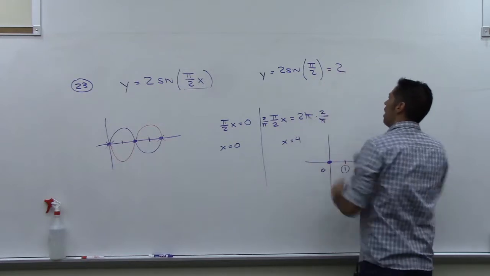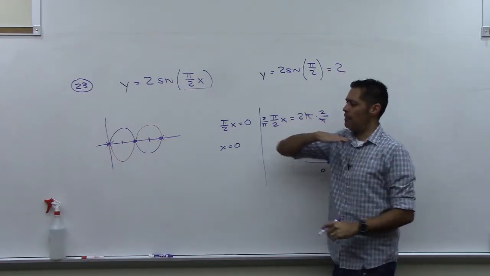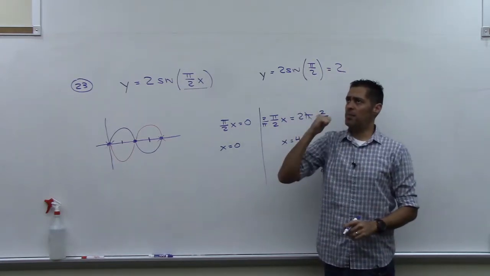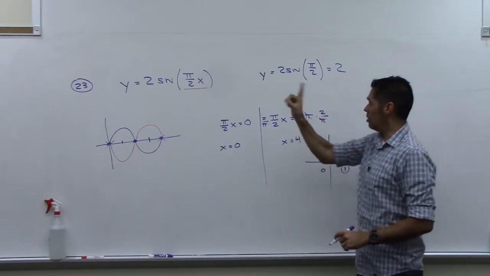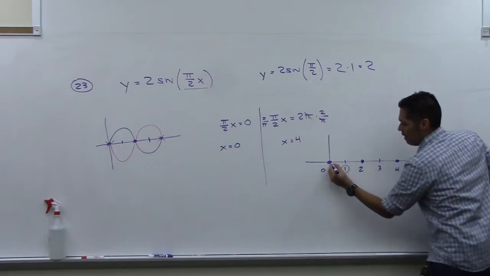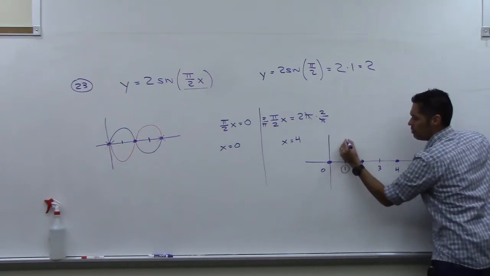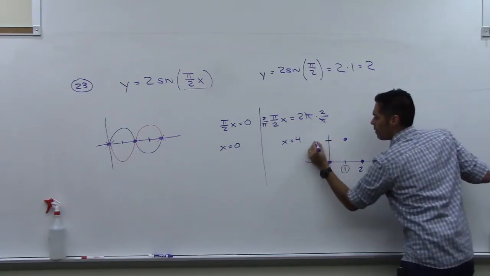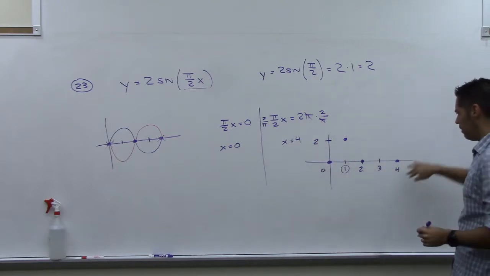Now, sine of pi over 2, I figure out what that is. Pi over 2 is straight up on the unit circle, and sine is my y coordinate, so I should get a 1. So this is 2 times 1, which is 2. So I know at 1, I'm up 2, which puts me here. And now I can see the behavior of this sine function.